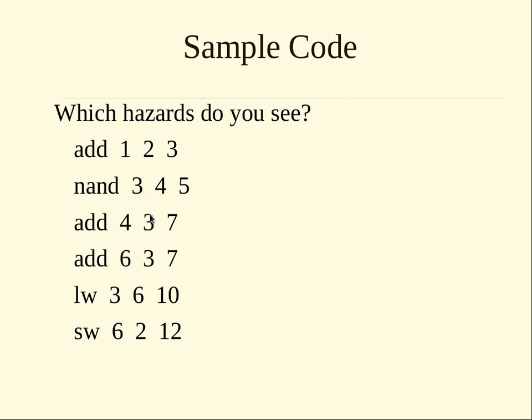Remember, you now need to forward between multiple possible pipeline registers. There's no hazard here because it's finally been written back. There might be some issues here with when they're writing back, but not in this case. Luckily, with in-order execution, it retires in the order it comes in, so that's okay.